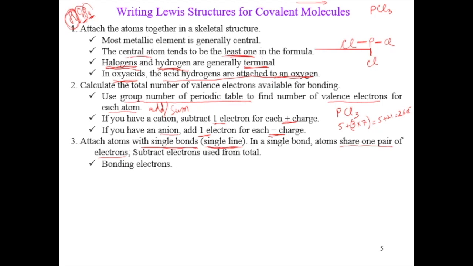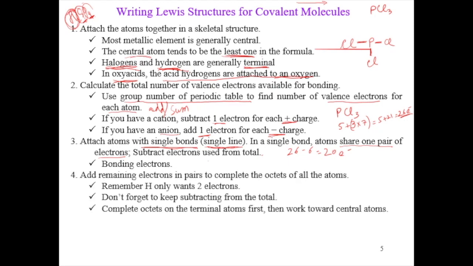Now subtract the electrons that are used already from the total. So the total number of electrons was 26. How many electrons have we already added in this structure? Each line represents 2 electrons, so I've added 2, 2, 2, a total of 6 electrons. So what would be the electrons that are left? Out of 26, I've added 6, which means I still have 20 more electrons left that can be added in this Lewis structure.